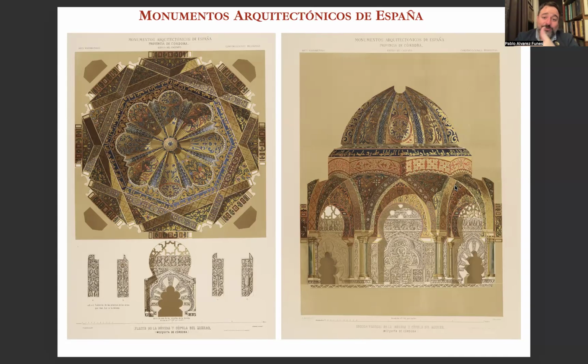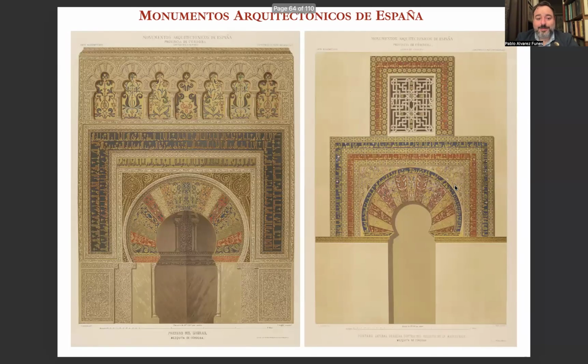If you focus only on Monumentos Arquitectónicos de España, you're missing something. These are pretty engravings, pretty prints to hang on the wall of your house, but you cannot get knowledge from them, no matter how accurate they are, because they don't explain anything.